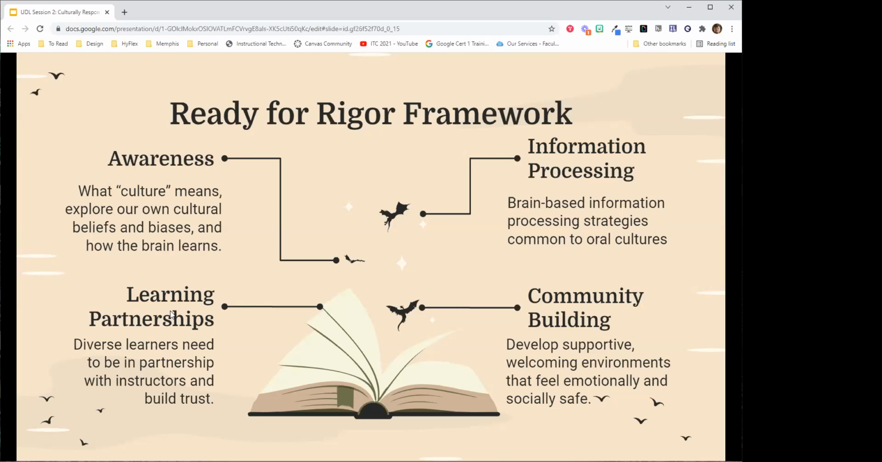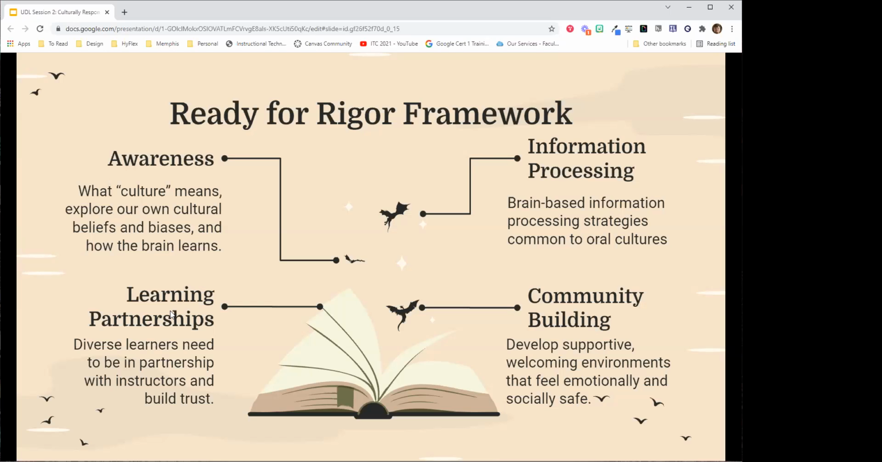We want to develop learning partnerships. We have diverse learners that need to be in partnership with instructors and build trust. I don't know how many of you were in our first session. I'd encourage you, if you didn't come to that, to go back and watch the recording. It's available on our website.